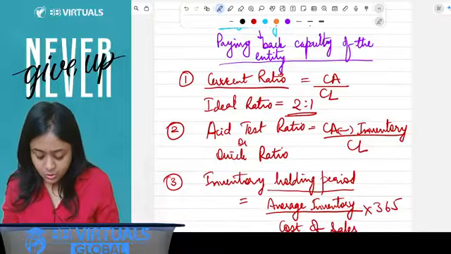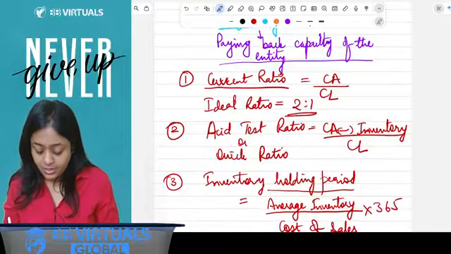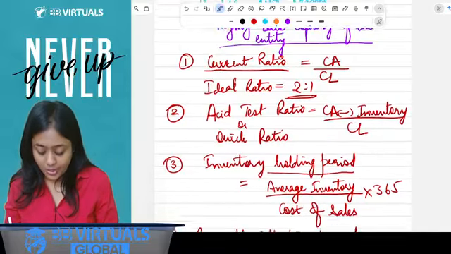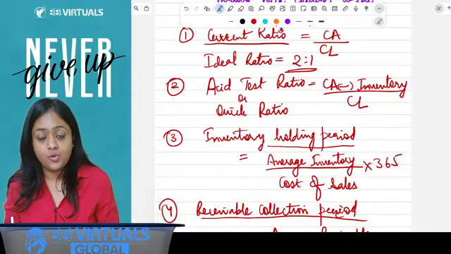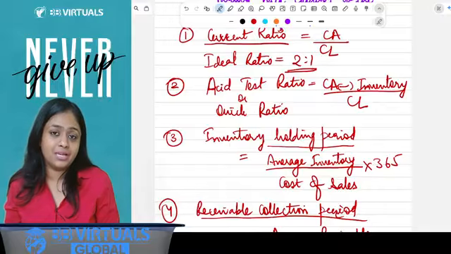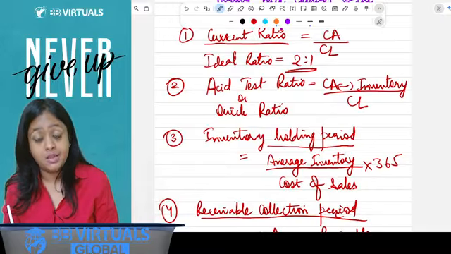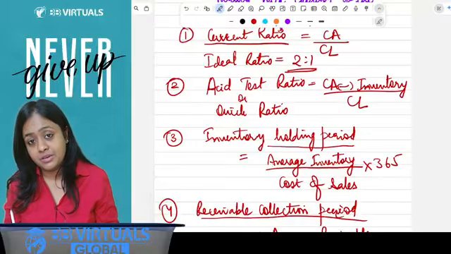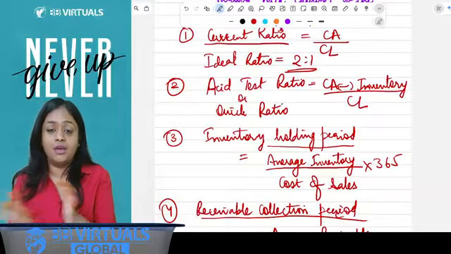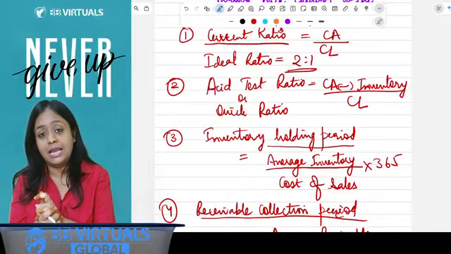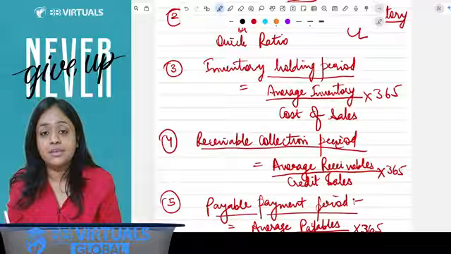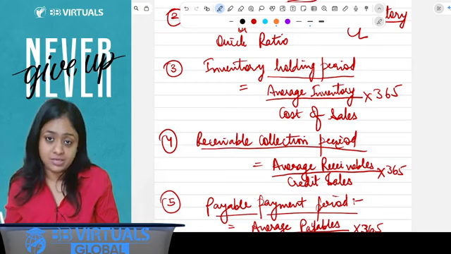Typical ratios that we use here are the current ratio, which is current assets by current liabilities, and the ideal ratio is 2:1. Acid test ratio, which is the quick ratio, takes the same current assets by current liabilities, but we eliminate inventory because it is the slowest moving. So we look at the quick conversion of cash, which can be helpful to cover the liabilities. Inventory holding period, which is average inventory by cost of sales multiplied by 365.